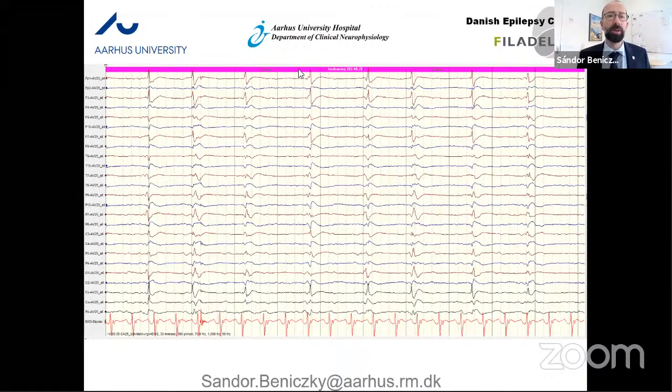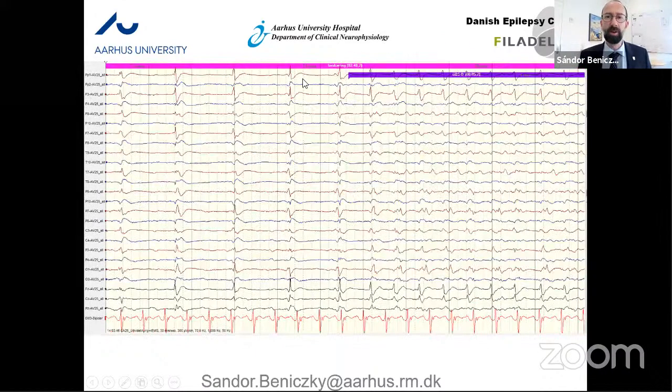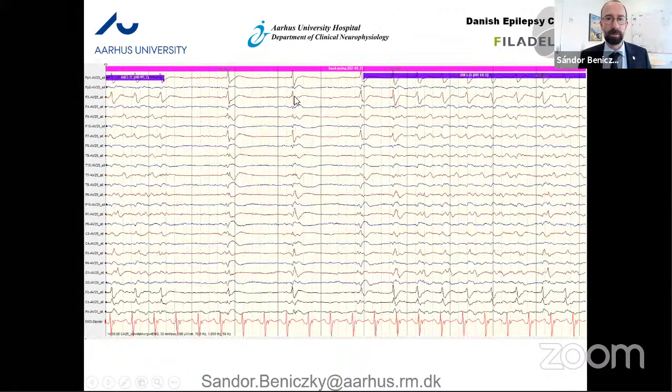And here you can see the EEG. Again, red is on the left side. Here you can see these nice lateralized periodic discharges at around 1 hertz. And then all of a sudden, where I marked it here, it changes to another frequency. It goes to a 2 hertz frequency. And then it comes back to 1 hertz and then again to 2 hertz.